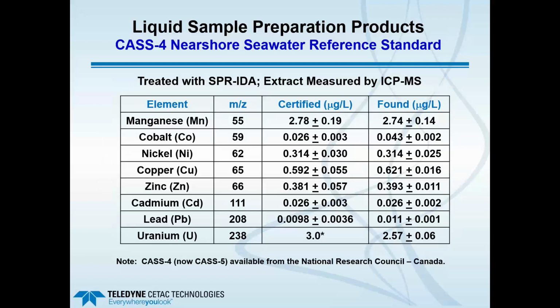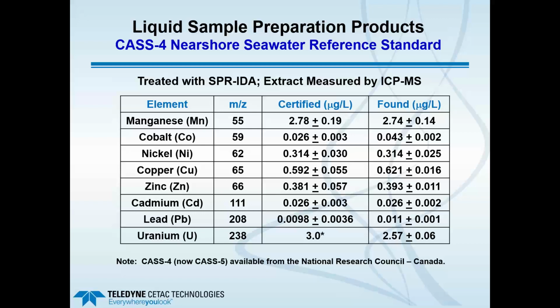So finally, we did the analysis and found excellent agreement overall between what we found and the certified values. The one I would just point out is for uranium, where we read back 2.57, certainly in the general range of around 3 for the reference value given.